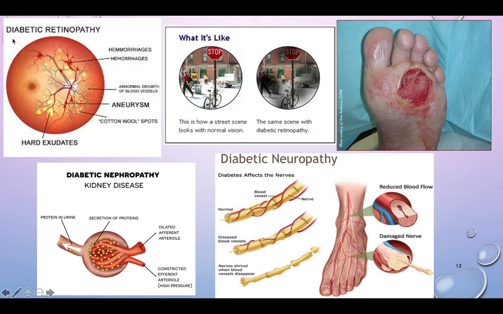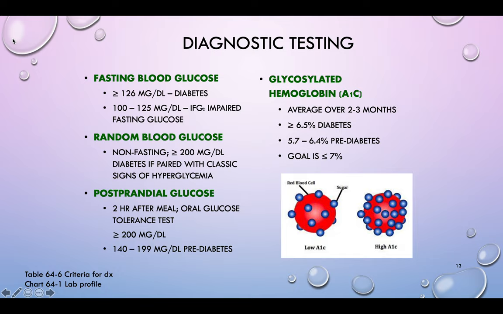Okay, now we've got some diagnostic testing. How do we know if somebody's got diabetes? Well, it's usually a combination of these. For example, I might take 3 fasting blood glucoses from 3 different days, and fasting needs to be at least 8 hours. And then that gives you the parameters. If that person had greater than 126 each day, that's indicative of diabetes.